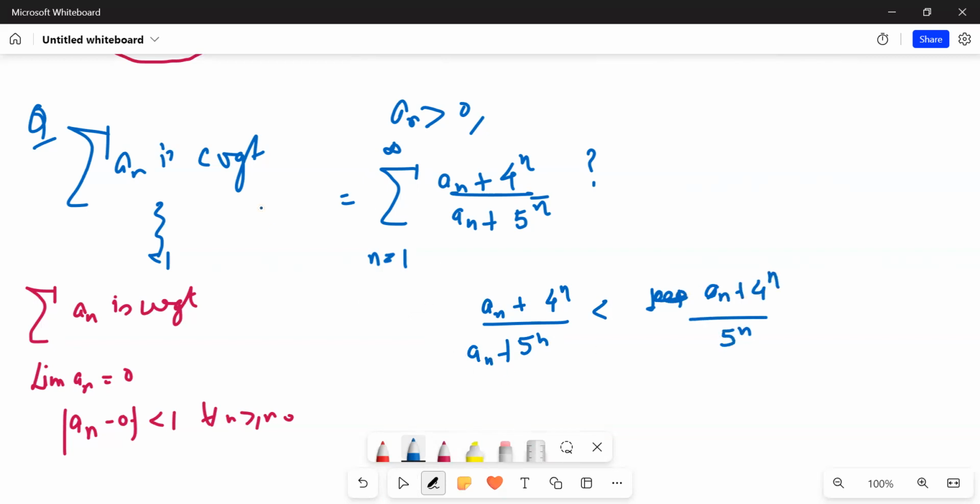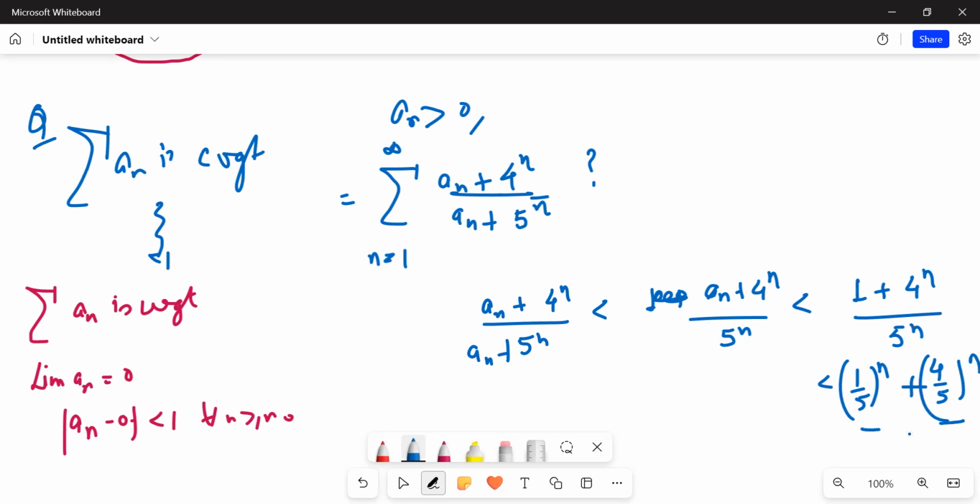A_n is positive and it can be written as less than (1 plus 4 to the power n) upon 5 to the power n. Clearly 1 upon 5 to the power n is a convergent geometric series, and 4 upon 5 whole power n is also a convergent geometric series. It implies by comparison test that this is convergent. Both of them are convergent series.